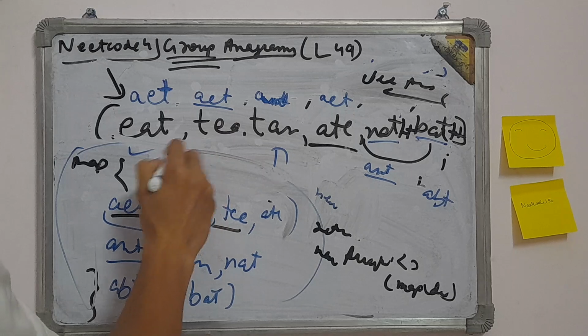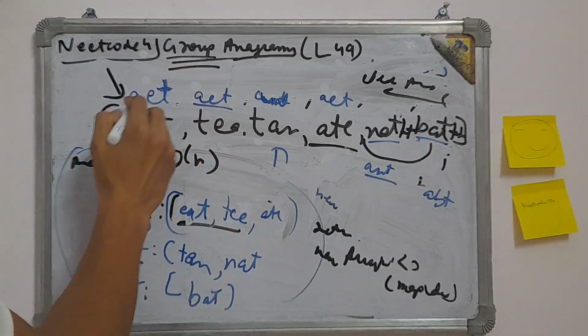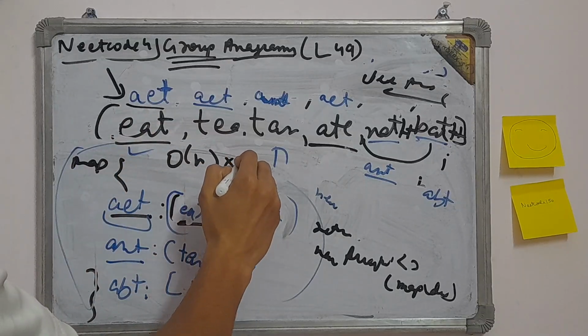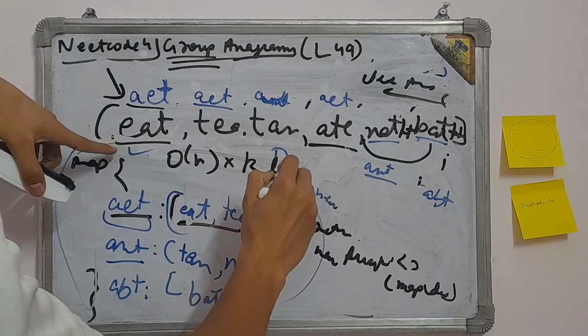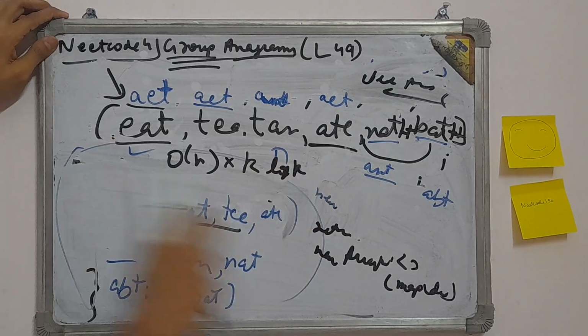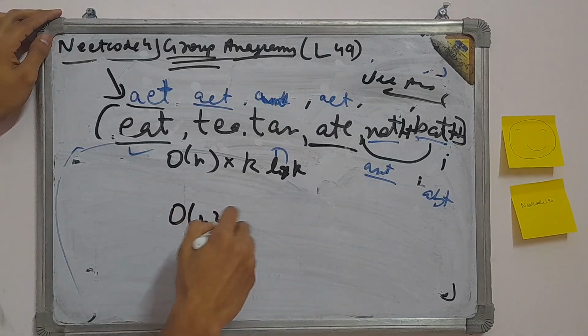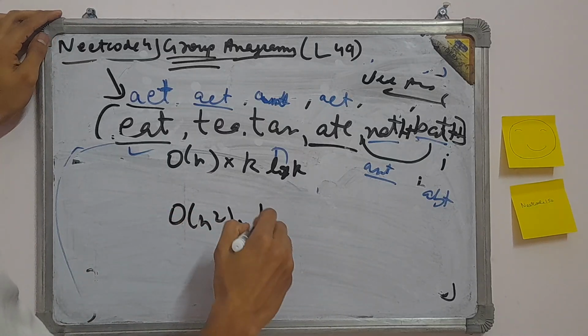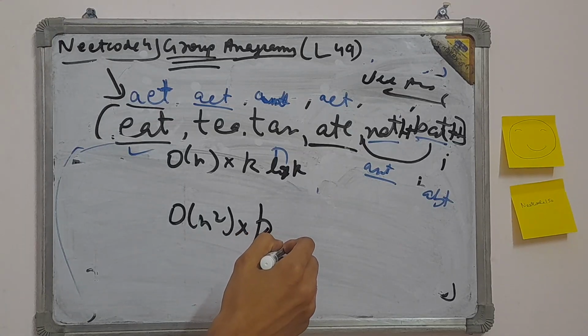So that was O of n, and for each word we sorted it. Sorting takes O of n log n time, but the size of string we considered k in the worst case, so it will be k log k. In the previous solution we had O of n square into k, O of n square into k, yes.